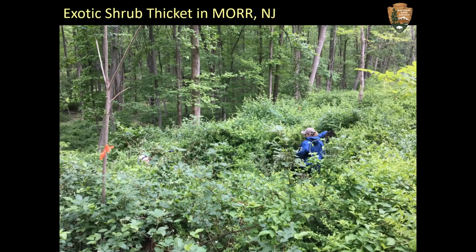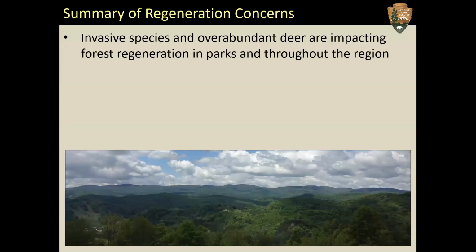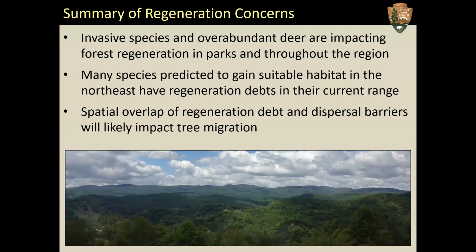So just to summarize, invasive species and overabundant deer are impacting forest regeneration in parks and throughout the region. Many of the species predicted to gain suitable habitat in the Northeast have regeneration debts in their current range. And there's also a strong spatial overlap of regeneration debt and dispersal barriers that will likely impact tree migration, if it's not already impacting tree migration. There's some evidence of northern hardwood and spruce fir species moving north, and some evidence of oak hickory species moving west because of increased moisture availability. There's almost no evidence of oak hickory species moving north.